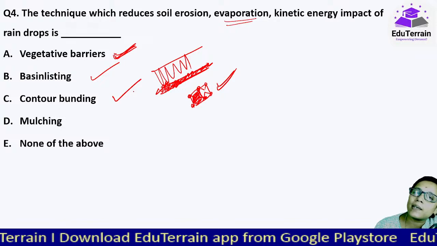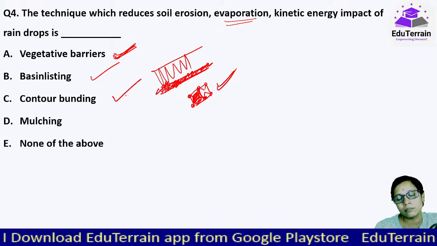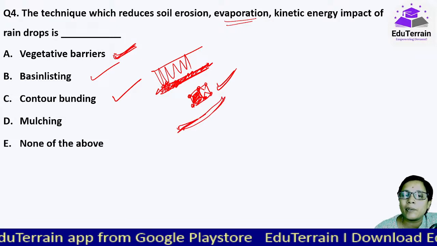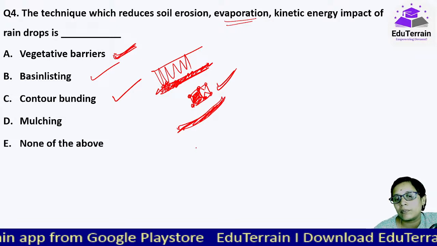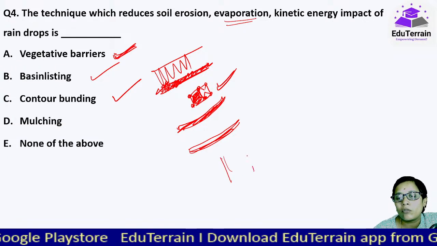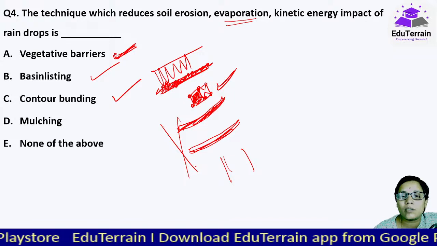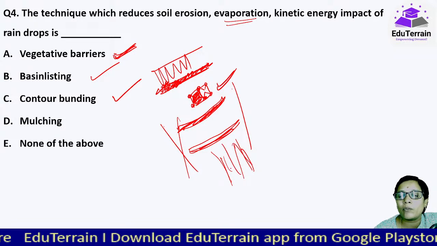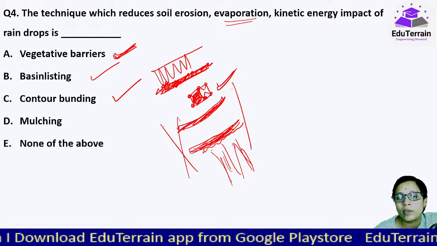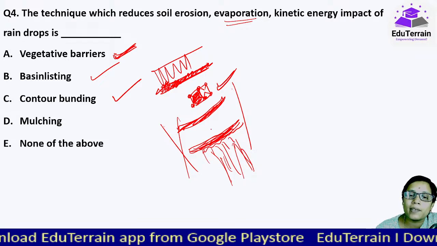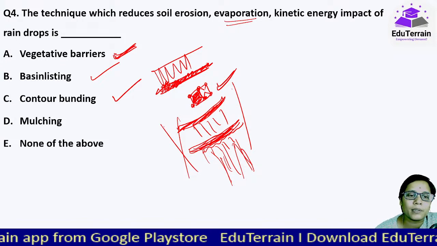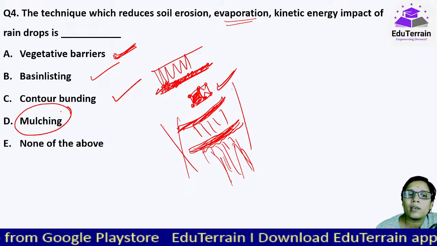Contour bunding is again done on sloping areas where bunds are created on the contour lines. When the water flows down from the top, these bunds will hold all that water, and that would be utilized by the plants sown in this area. That is soil and water conservation in simpler terms. Here we are talking about mulching.